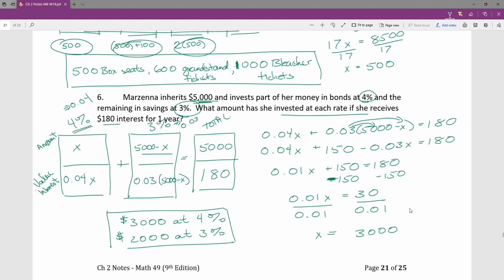There's one more kind of word problem to do, which are the distance, rate, time, or the motion problems, sometimes called the DIRT problems, but we're almost there at the end of our word problems.